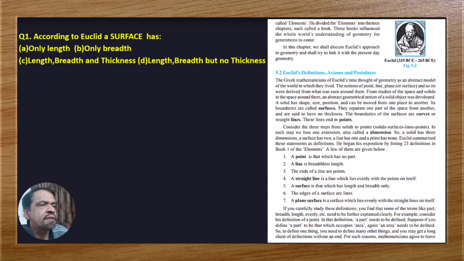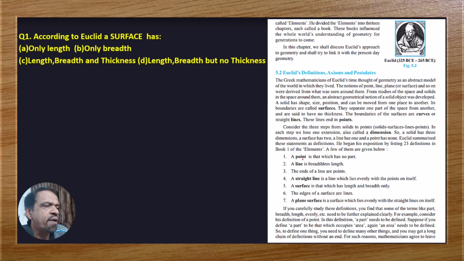In this page, we will study Euclid's definitions, axioms and postulates. Before doing this, see this question. According to Euclid, a surface has: first option, only length; second option, only breadth; third, length, breadth and thickness; fourth option, length, breadth but no thickness. Before answering, let us explore this page.